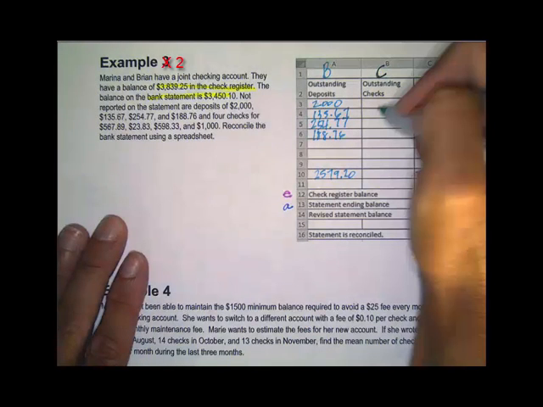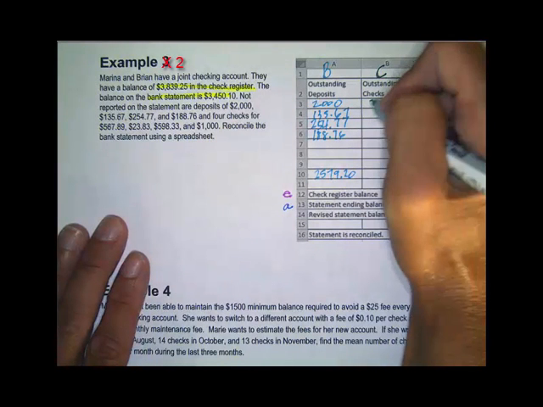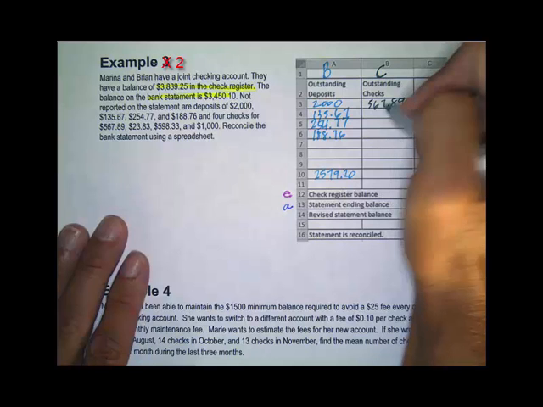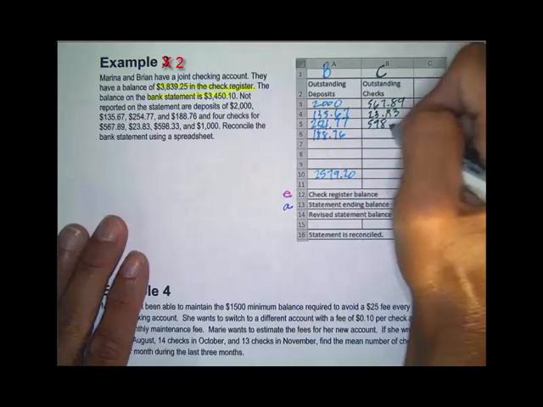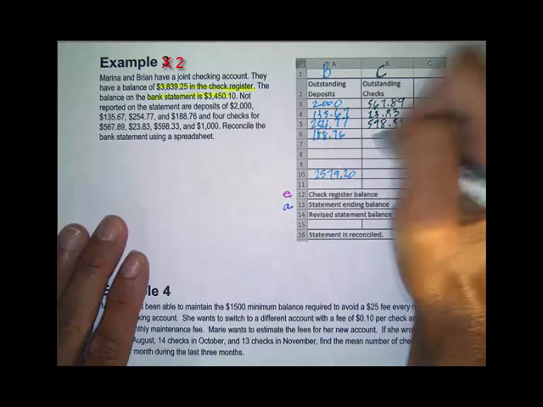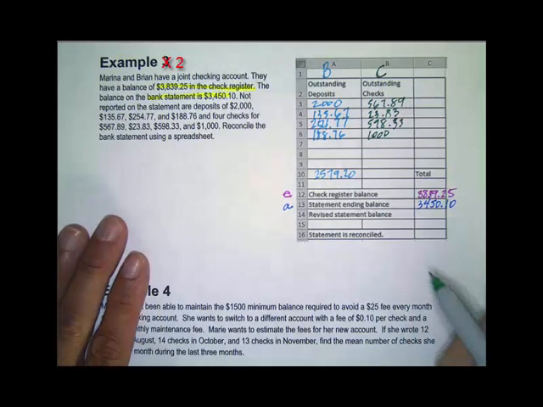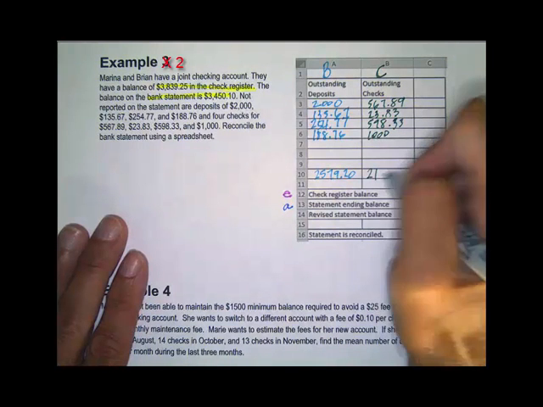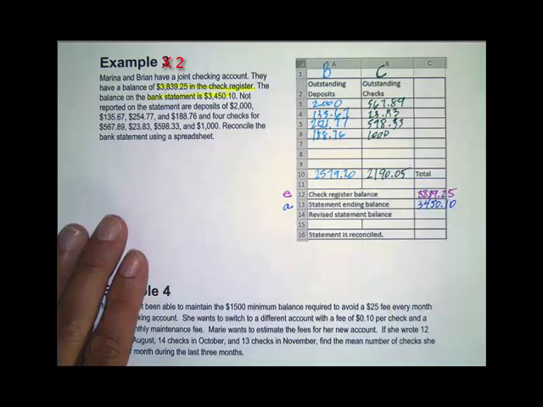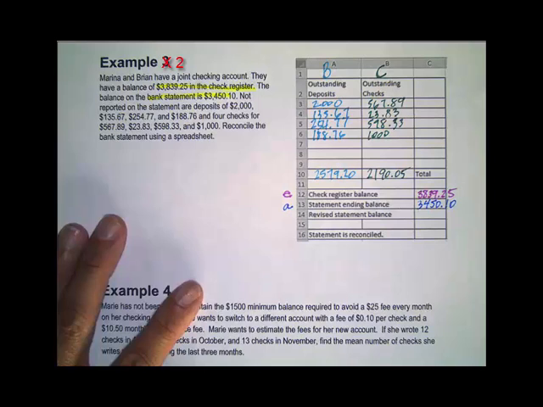And our checks are 567.89, 23.83, 598.33, and 1,000. So go ahead and pause and get that total. 21.90.05. Now, in order to find out if this is true, we want to get our letter D, remember.